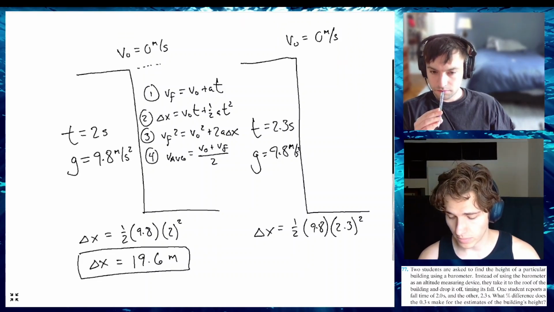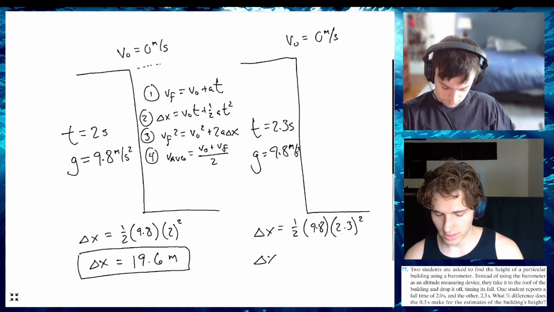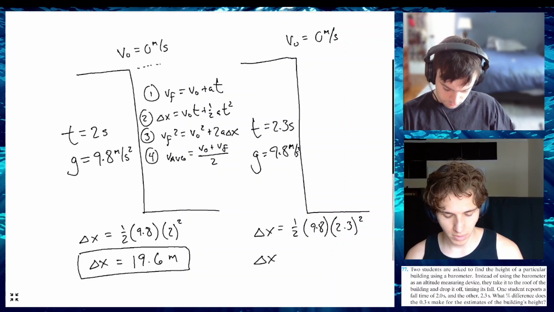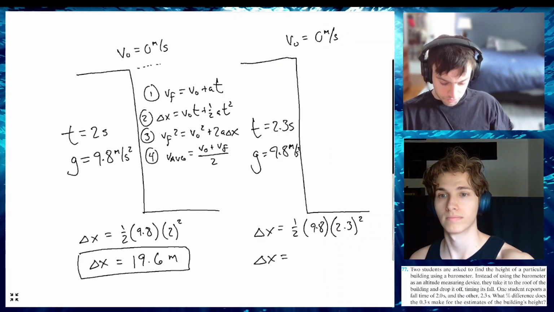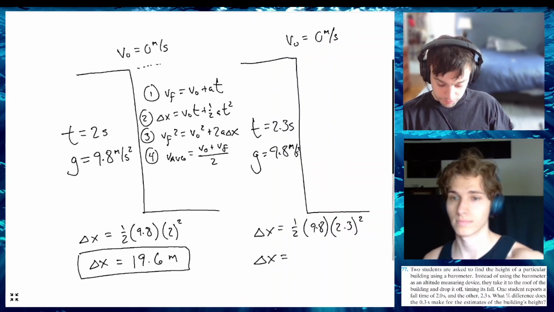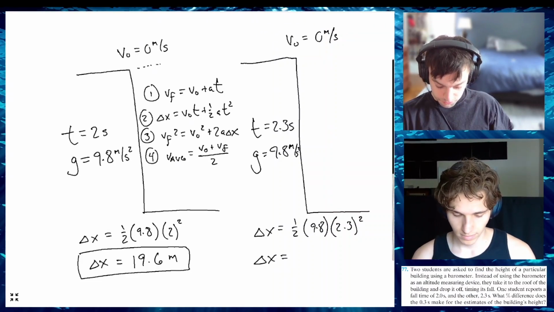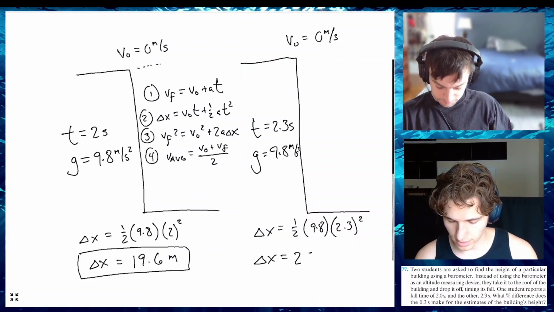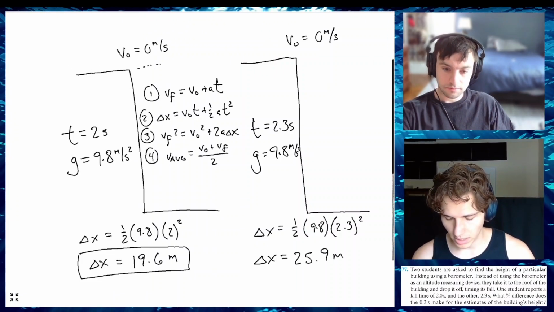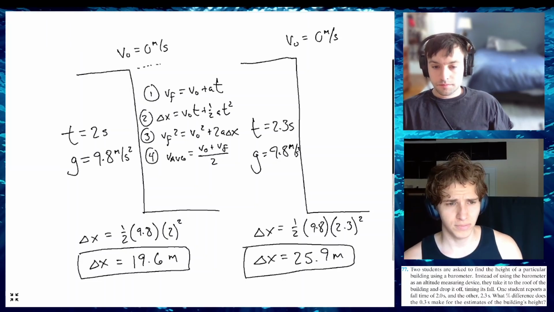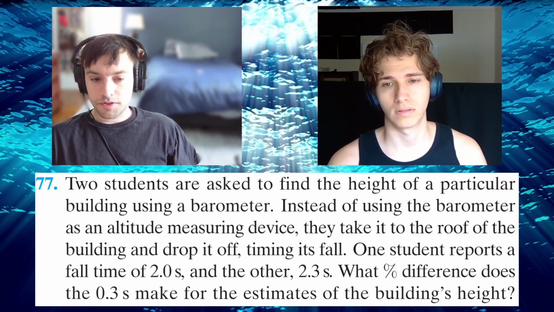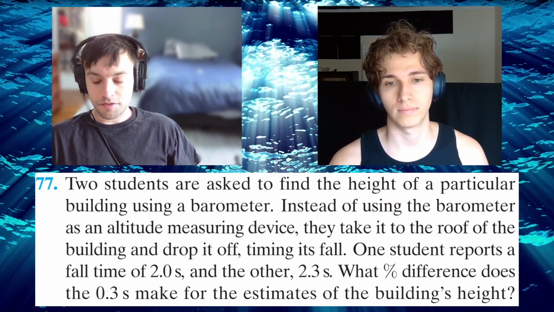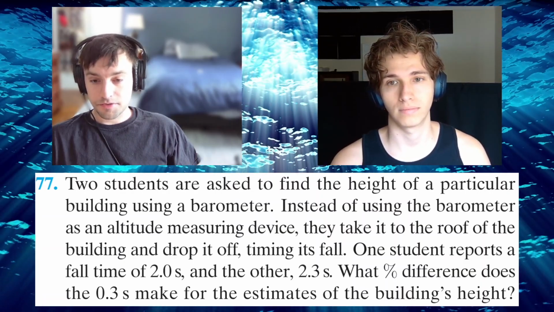Now, we have the second one. It's going to be really similar, but instead of the 2 squared, we're going to replace it with 2.3 squared. Let me know what you get for this one. For this one, I got negative 25.92 meters. Nice. 25.9 meters. Okay, that was pretty easy. Now, what are they actually asking for? What percent difference does the 0.3 seconds make for the estimates of the building's height?